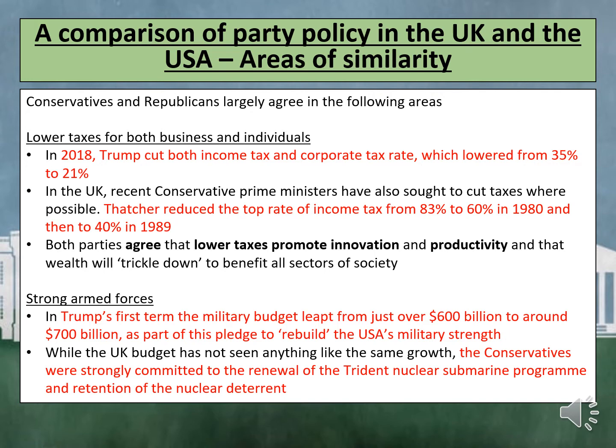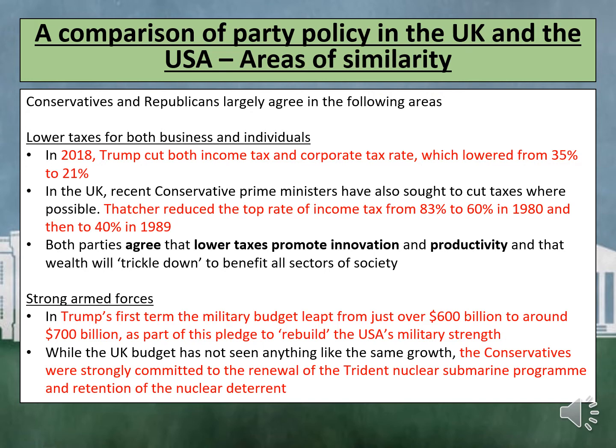Conservatives and Republicans largely agree in the following areas. Lower taxes for both businesses and individuals. In 2018, Trump cut both income tax and corporate tax rates, which lowered from 35% to 21%. In the UK, recent Conservative Prime Ministers have also sought to cut taxes where possible. Thatcher reduced the top rate of income tax from 83% to 60% in 1980, and then 40% in 1989. Both parties agree that lower taxes promote innovation and productivity, and that wealth will trickle down to benefit all sectors of society.